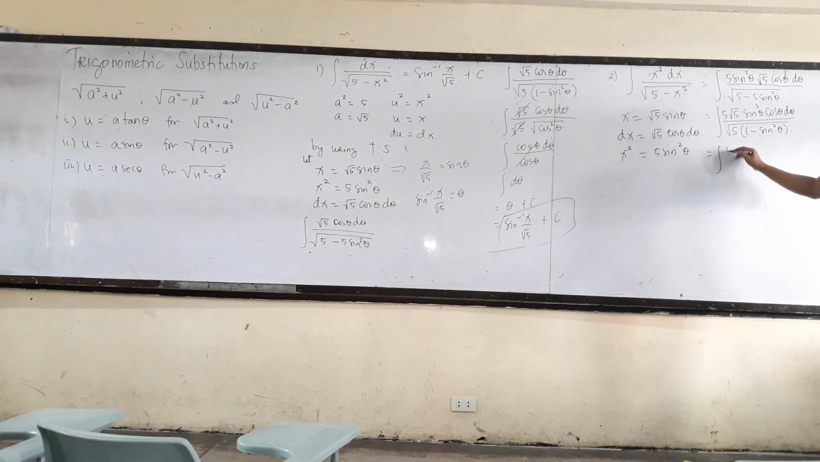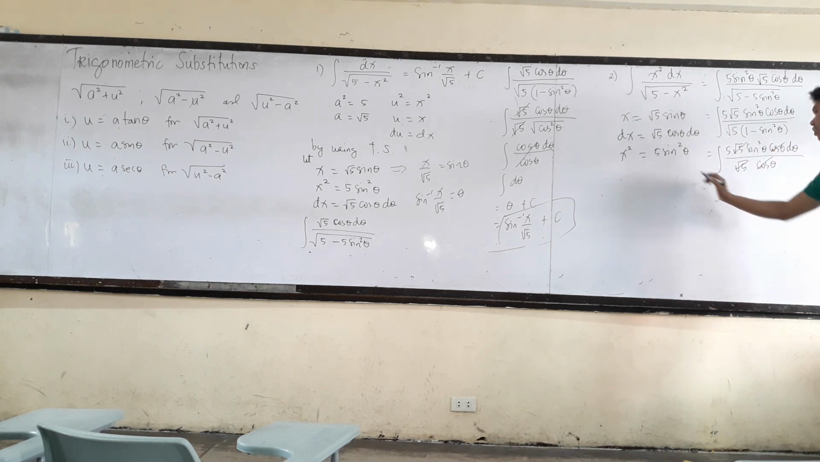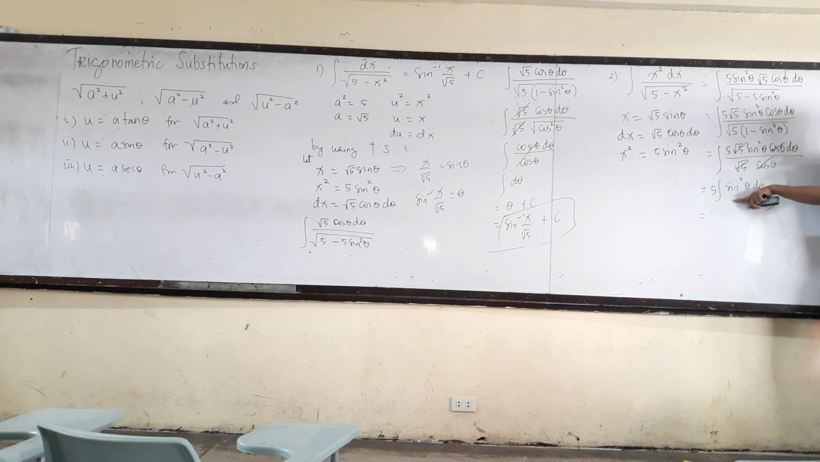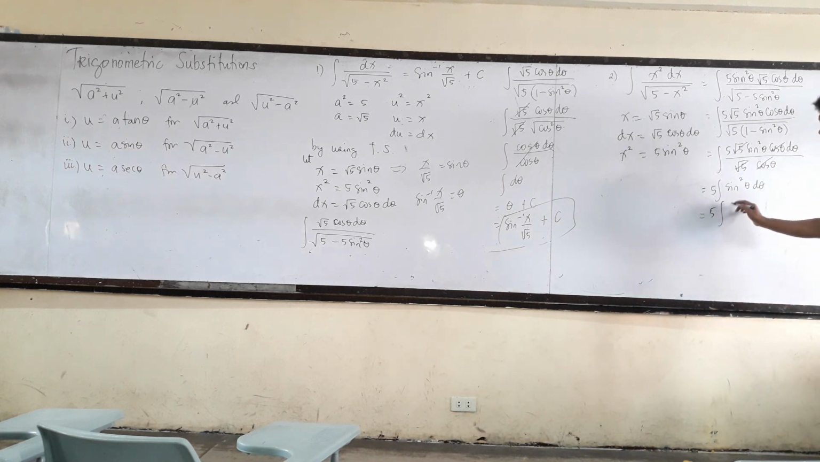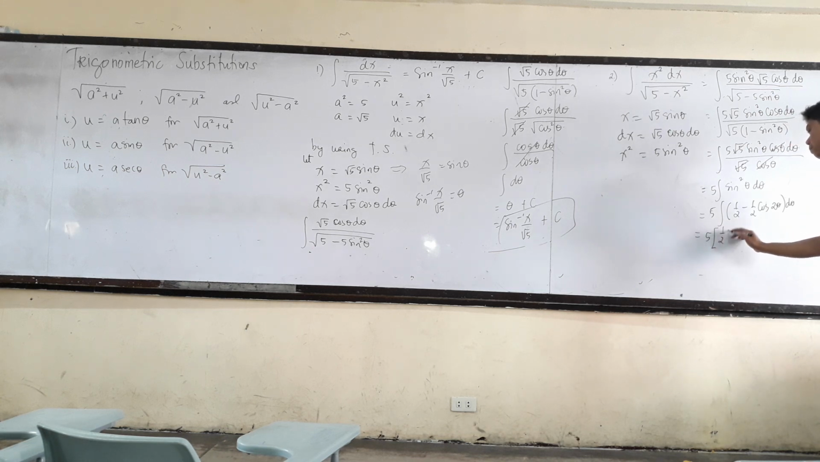So what is left on the denominator? Square root of 5 times cosine theta. And then cancel this out. So what is left to integrate? That constant part you can throw outside: 5 times the integral of sine squared theta d theta. So what are we now going to do? What is this form? Solvable groups of trigonometric integrals, Group number 1, case number 3, where n is even. So that's 5 times the integral of 1/2 minus 1/2 cosine 2 theta d theta.